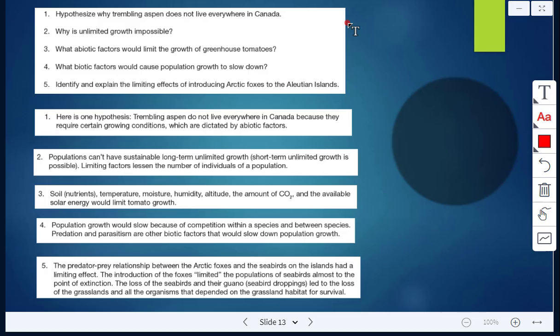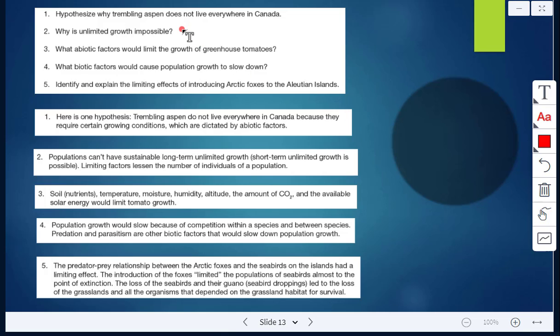All right, so let's take a look at a few questions here. Question 1, hypothesize why trembling aspen does not live everywhere in Canada. So a hypothesis for that, they do not live everywhere in Canada because they require certain growing conditions, which will be dictated by their abiotic factors. Again, temperature, humidity, moisture levels, soil type, and so on.